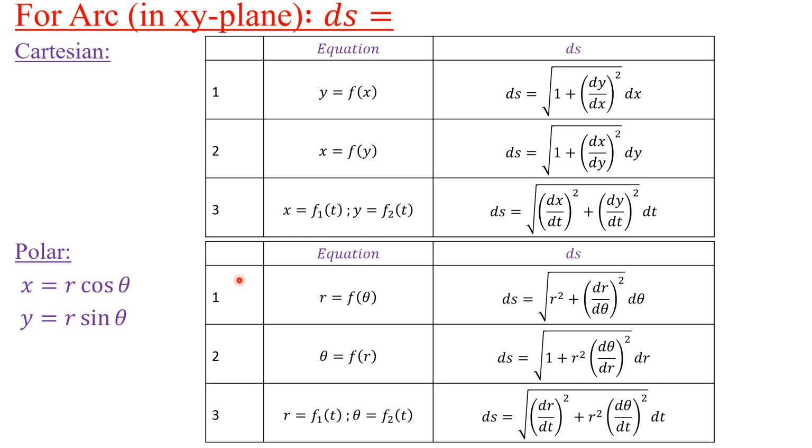And in polar, when r is a function of theta, ds is the square root of r square plus (dr by d theta) square, into d theta. When theta is a function of r, ds will be the square root of 1 plus r square (d theta upon dr) square, into dr. And for parametric equations, when r is a function of t and theta is also a function of t, ds is the square root of (dr by dt) square plus r square times (d theta upon dt) square, into dt. So this is how we can find dV, dA and ds. Thank you.